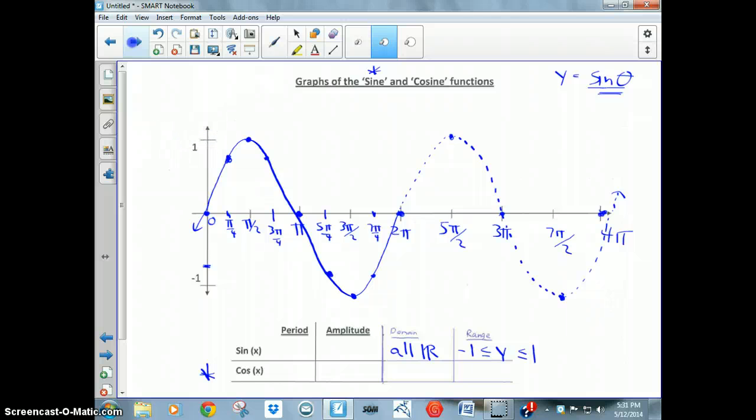Okay, now we've established that. That's what the graph of the sine function looks like. Very, very important. So make sure you pause the video and copy that down exactly as it appears, and then we're going to talk about some terminology.